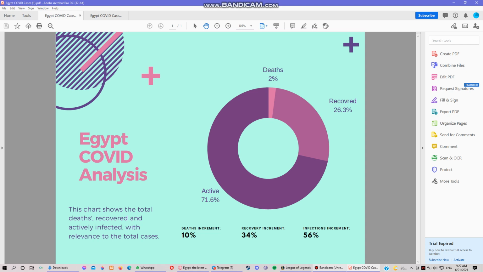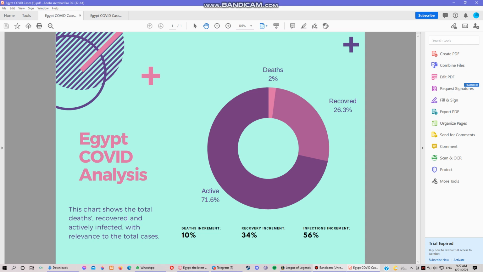But keep in mind that in Egypt, the cure is actually not that common yet, as it is in Malaysia or some other countries. So I think this will decrease by the end of June, but currently it's not working very well because it's not very popular. The other information it shows is the death increment, recovery increment, and infections increment.